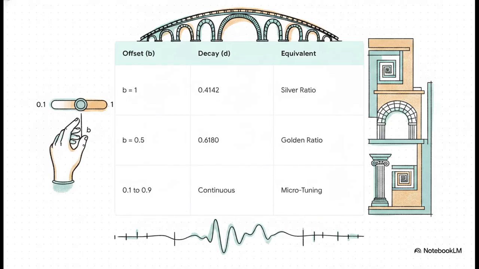Let's look at what happens when we play with that single variable b, almost like a slider on a mixing board. If you set b to exactly 1, the formula spits out a decay rate of 0.4142, which is exactly the silver ratio used by the Romans. If you slide b down to 0.5, the result is 0.6180, the classical golden ratio. This single equation completely unifies all of those classical architectural proportions into one fluid continuous parameter. You can now dial in a b of 0.7 or 0.2, giving you arbitrary microtuning across an entire continuous spectrum. It's a total game changer.